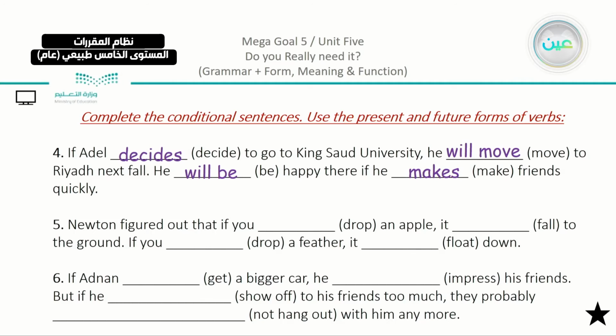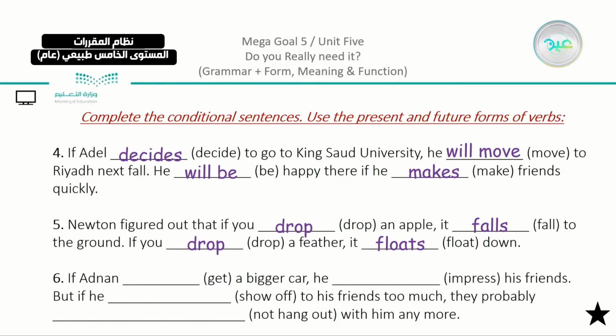Newton, and since we have here Newton, we know that it is a fact. Newton figured out that if you drop an apple, it falls as a fact to the ground. If you drop a feather, it floats down.